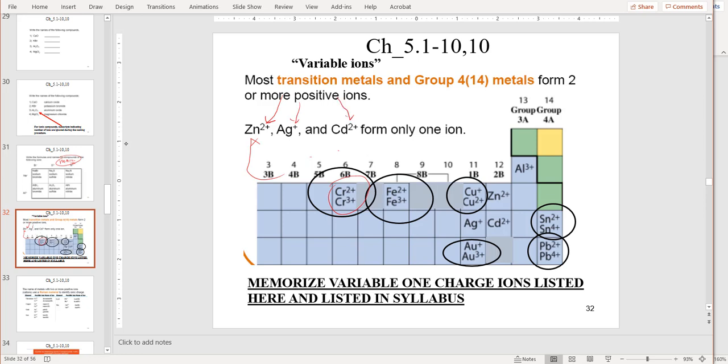However, these single charge ions, because they're found in the transition metal area, you have to memorize them. There's no way to look at the group number in transition metals to reason out what it is. So even these single charge ones you have to memorize. So one area is the slide, the next area is the syllabus.